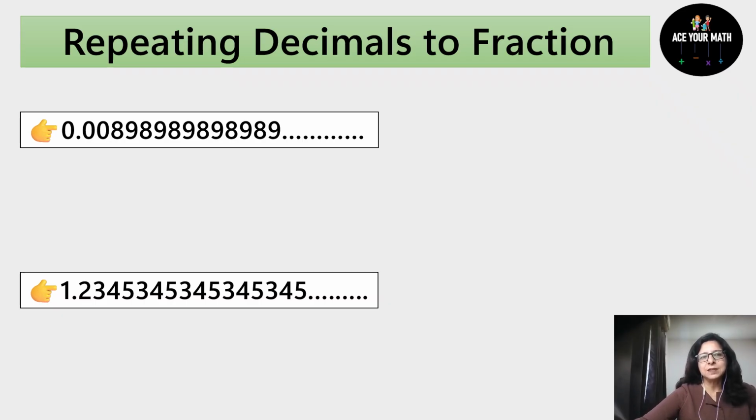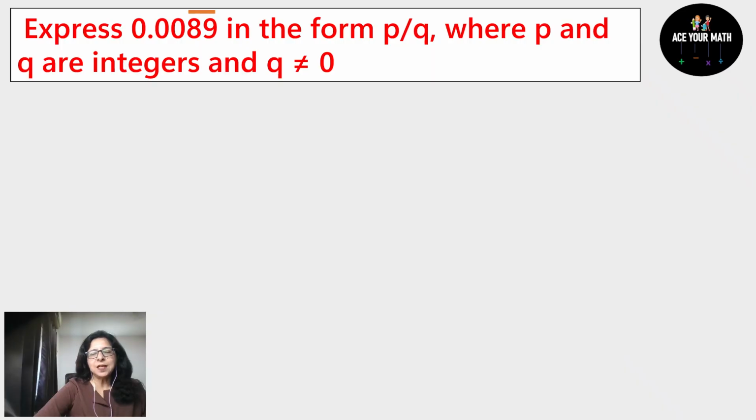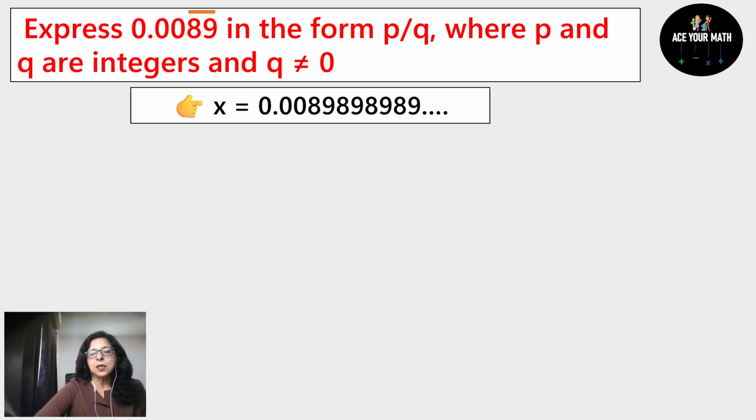Okay, let's start with our first problem. Express 0.0089 bar in the form of P by Q, where P and Q are integers. When there is a bar over digits, it means they are repeating themselves. So how are we going to start such a problem? You will write x equals 0.00898989, because 89 is repeating itself.